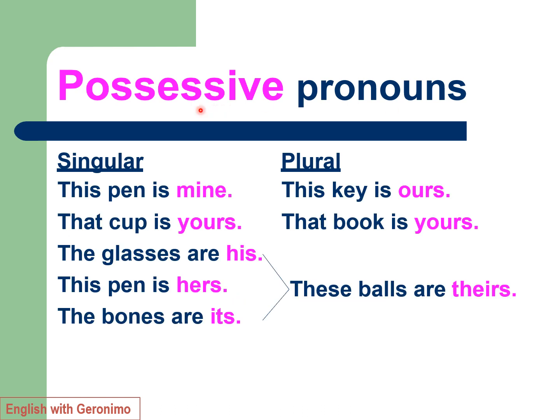Next. Now in possessive pronouns, let's have first a singular example sentences. This pen is mine. So mine here is our possessive pronoun, which shows ownership of the pen. Number 2, that cup is yours. So yours is our possessive pronoun, which shows ownership of the cup. Next, number 3, the glasses are his. So his here is our possessive pronoun, which shows the ownership of the glasses.